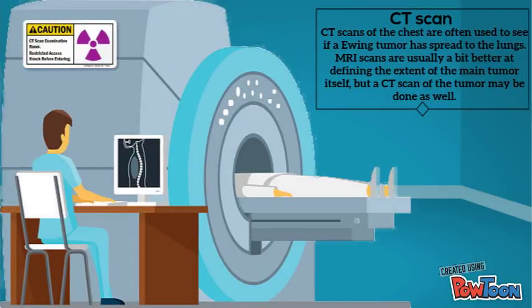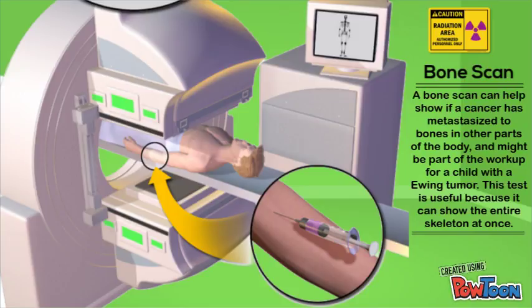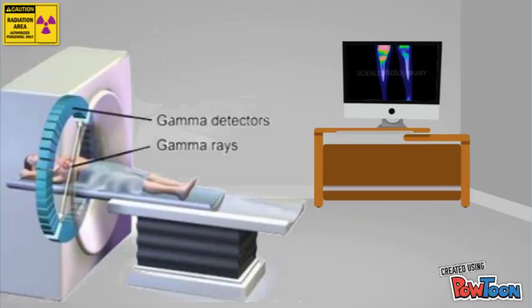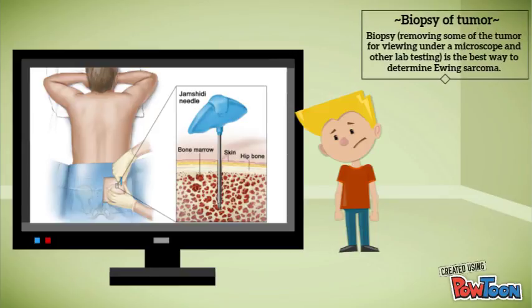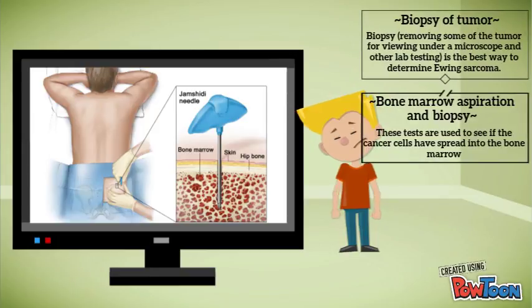CT scan, to see if a Ewing tumor has spread to the lungs. Bone scan, to see if the cancer has metastasized to bone in other parts of the body. PET scan, which can show the spread of Ewing tumors. And lastly, biopsy of tumor and bone marrow aspiration and biopsy.